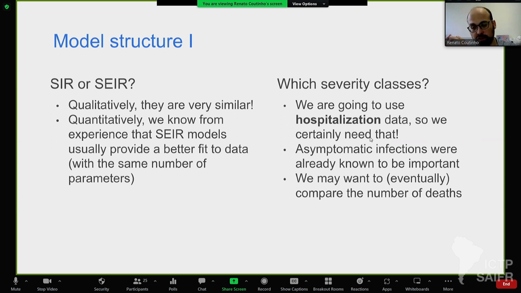The other choice we have here is that we also included asymptomatic infections. These were already known to be important at the time, right? Asymptomatic infections are sometimes thought to have a lower viral load, but on the other hand, asymptomatic individuals tend to take less care in terms of avoiding contacts and so on. So this would compensate for this lower viral load, right? And finally, number of deaths, right? So we are going to say that some of those severe, hospitalized cases are going to lead to deaths, and this is also useful later if we want to compare this to observed number of deaths, right? We actually didn't do this, but we might, right?